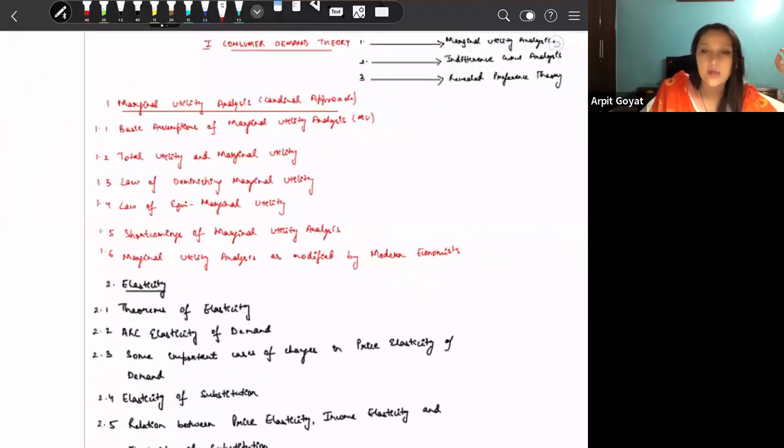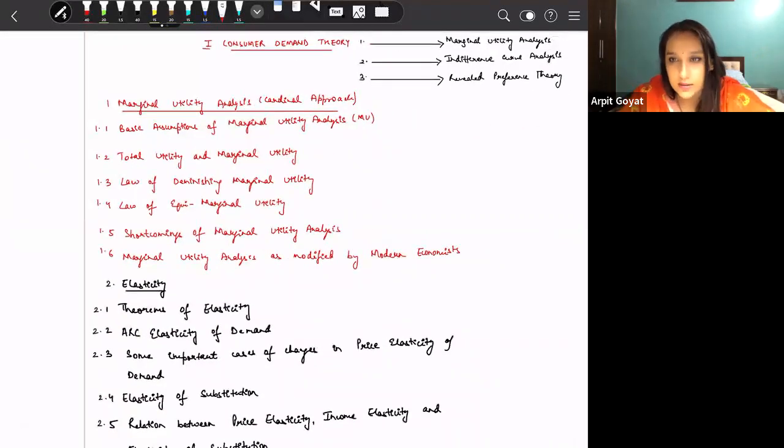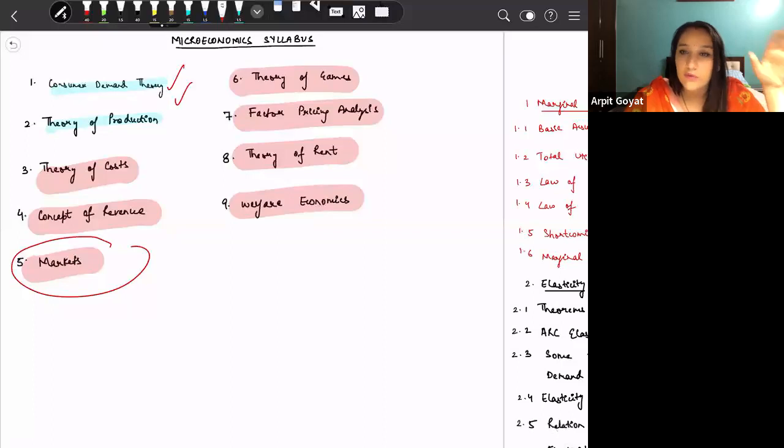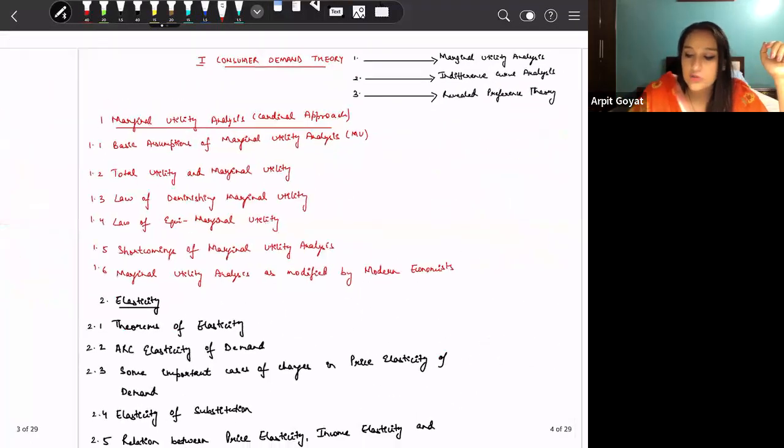Now let's discuss the microeconomics syllabus. So today our focus will be on the microeconomics syllabus. First is consumer demand theory. We will discuss all these 9 topics and their subtopics so that you have clarity of what we are going into and which all topics will be covered. So first is consumer demand theory.